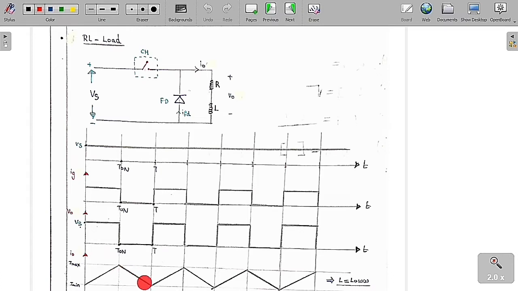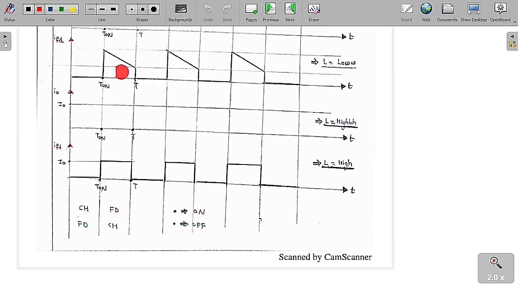It decays from the maximum value to the minimum value, and this is going to repeat further and further. When the inductance is low, I also want to draw the freewheeling diode current. The freewheeling diode conducts only from T on to T, so the output current I0 is the same as the IFD only from T on to T, and in the remaining time period it is off, so its current is equal to 0. This is the nature of the freewheeling diode current we get when the inductance is low.